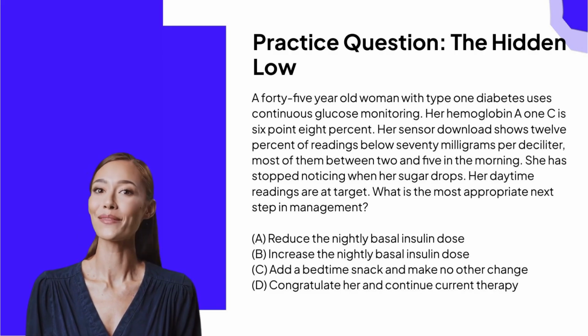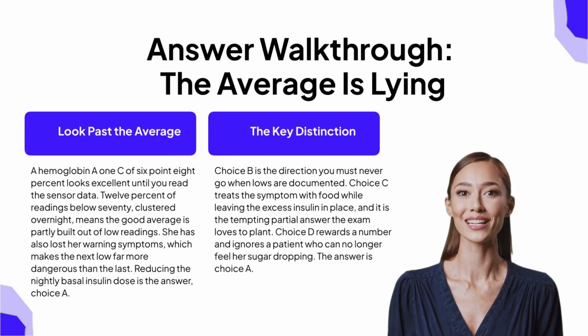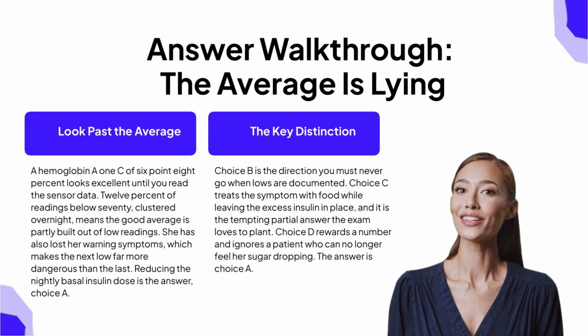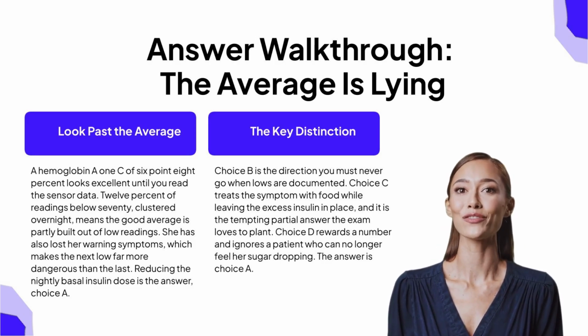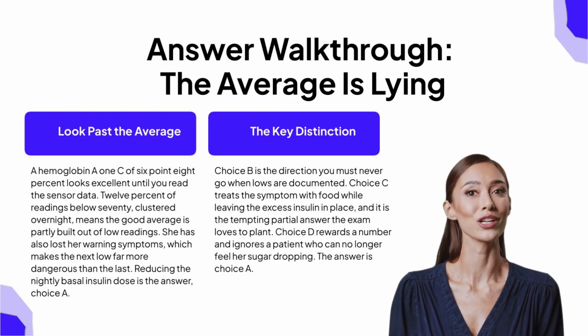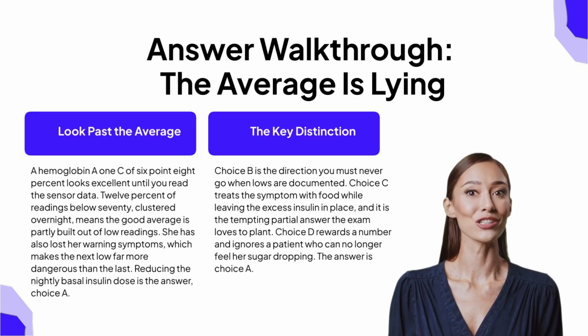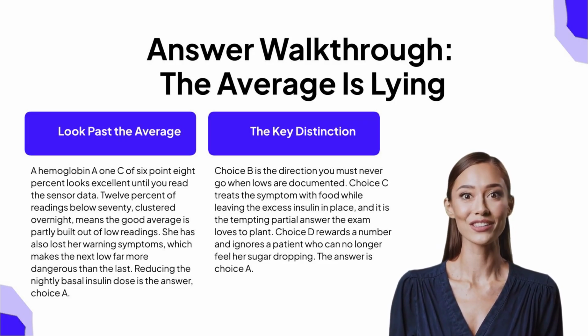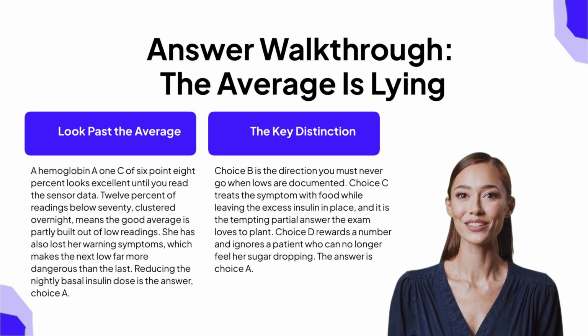Read the sensor data. An A1C of 6.8 looks excellent. It's meant to. That's the trap. Then you read the download and everything changes. 12% of readings below 70, clustered between 2 and 5 in the morning, which means that beautiful average is partly built from lows. And she's stopped noticing when her sugar drops, so she's lost her warning symptoms, making the next low far more dangerous. So you reduce the nightly basal. The answer is A.